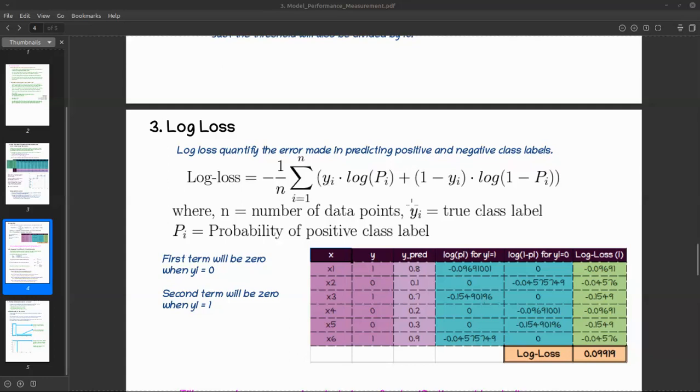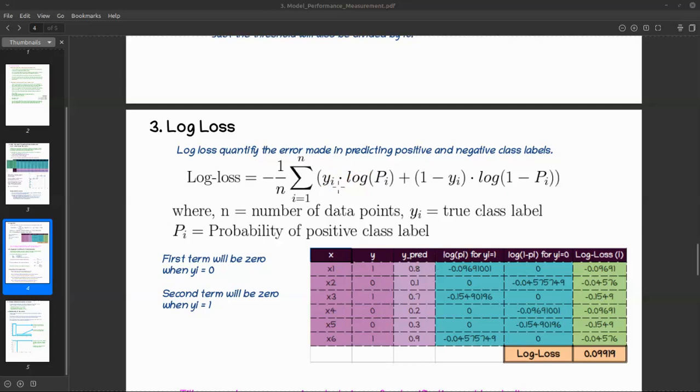Okay, so my yi can take either 1 or 0. If my yi equals 1, then this term would be 0, because 1 minus 1 is 0, and 0 multiplied by this would be 0. So only this would be there. Now yi equals 1, so 1 multiplied by log pi. So the final error is nothing but minus log pi in case yi equals 1.